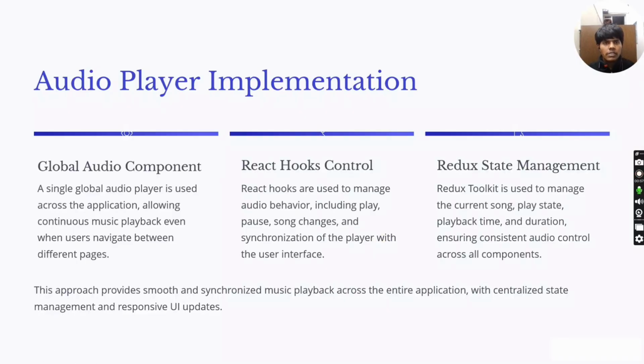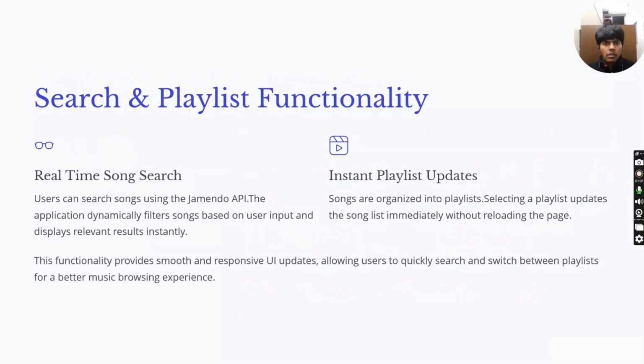Now let's move to search and playlist functionalities. The application provides a real-time song search feature using the Zomando API. Users can search for songs and the results are filtered dynamically. Songs are also organized into different playlists. When a user selects a playlist, the song list updates instantly without page reload. This provides a smooth and interactive user experience.